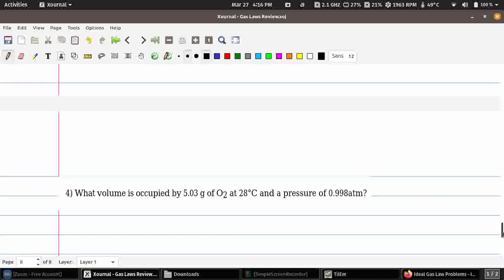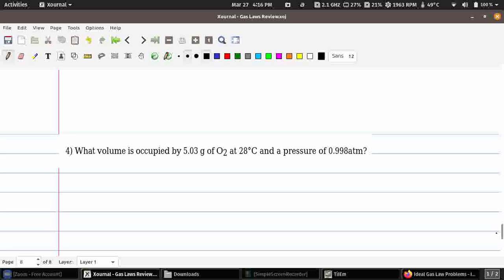Okay, so what volume is occupied by 5.03 grams of oxygen at 28 degrees Celsius and a pressure of 0.998 atmospheres? So this one, you're going to have to do a little bit of conversions because it's giving you all the information you need to use the ideal gas law, but it doesn't give it to you in an already converted form. So we have to convert this to moles. O2 equals 16 grams per mole times 2. So it's 32 grams per mole.